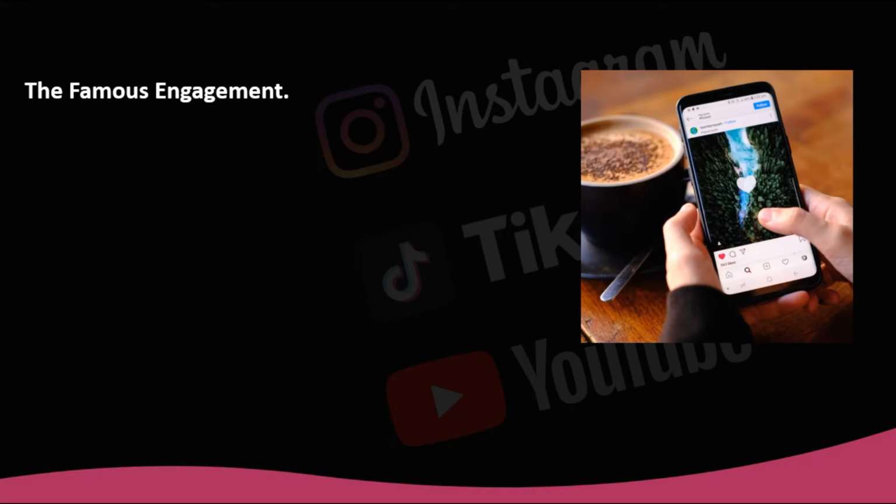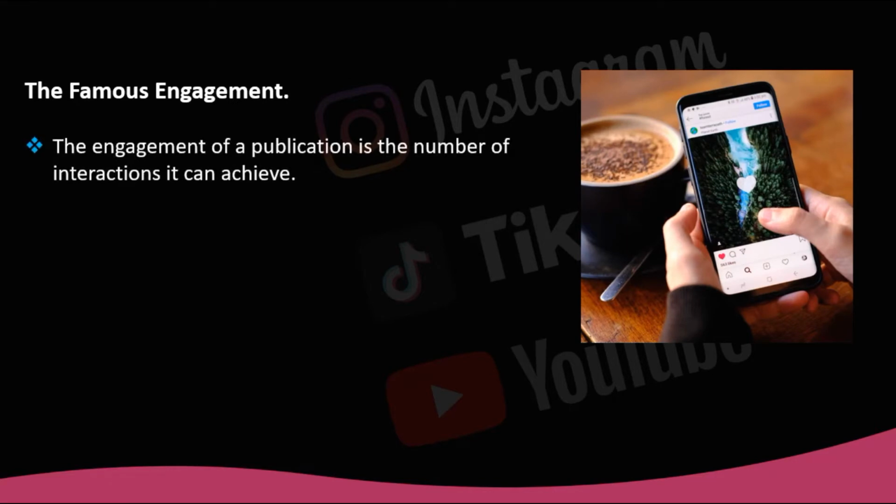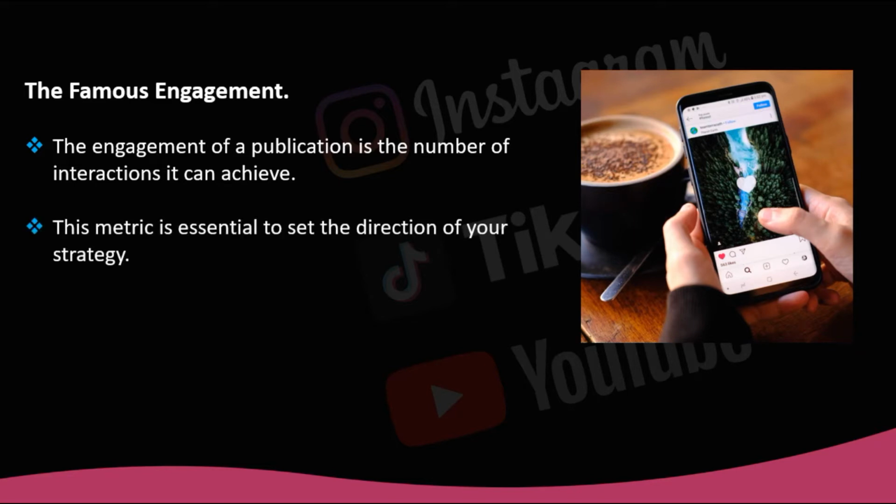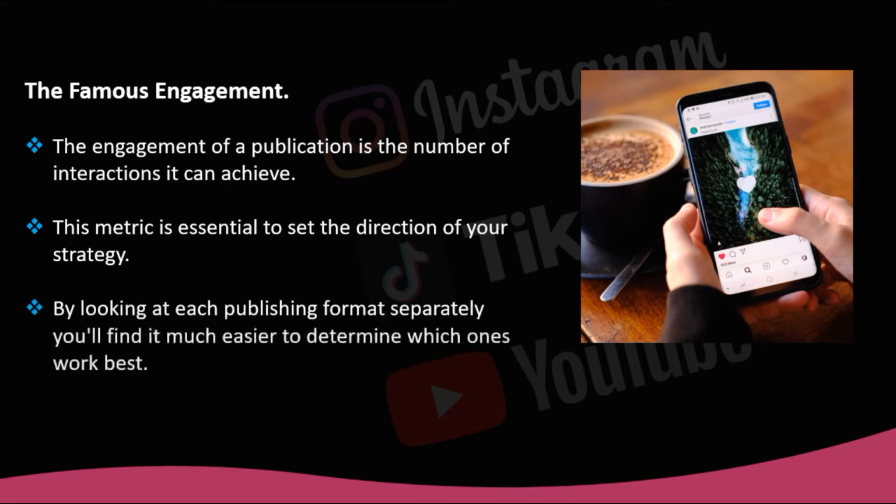What content have you published when too many have decided to stop following you? The famous engagement. The engagement of a publication is the number of interactions it can achieve. Whether they are clicks, likes, or shares, this will be a clear indication of the quality of your content on Instagram. This metric is essential to set the direction of your strategy because it gives a good account of what your followers like best. By looking at each publishing format separately, images, videos, stories, etc., you'll find it much easier to determine which ones work best.